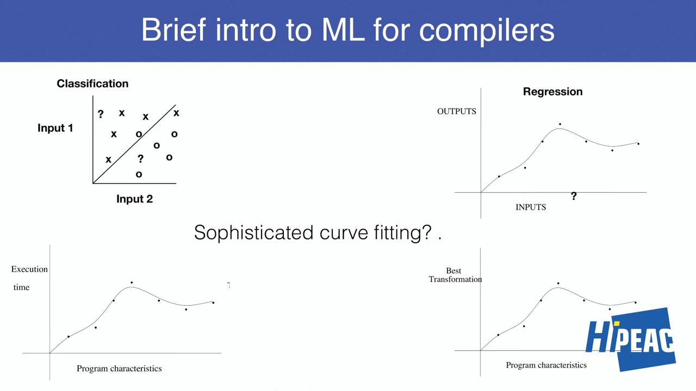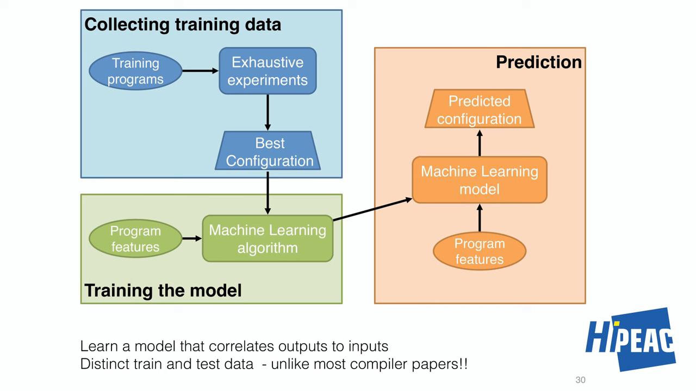Okay, so here we are. This is what machine learning looks like in one slide again. But this time, this is how you build it rather than how you look at it as a data modeling thing. You take some training programs, you do lots of experiments on them, and you find the best configuration for a task, i.e. what flag to put on.